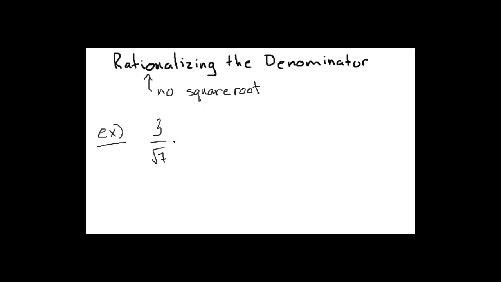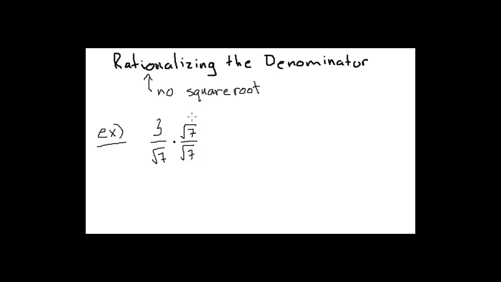So how do you do that? How do you turn root 7 into not a square root? Well, you can multiply it by root 7. But now I've changed the answer, right? If you multiply the bottom by root 7, you change the answer. So if we want to maintain the same number, we have to multiply the top by root 7 too.